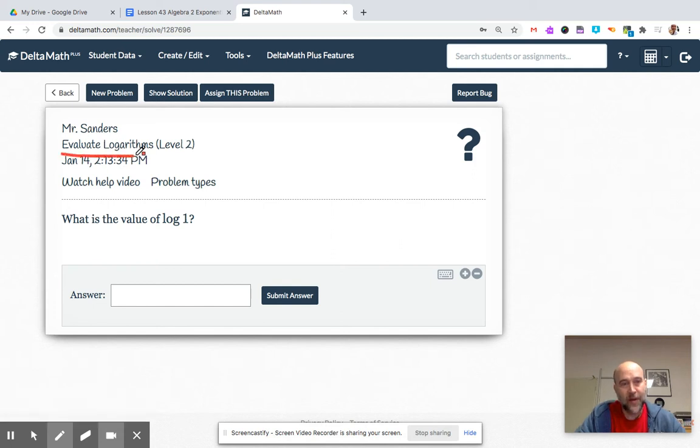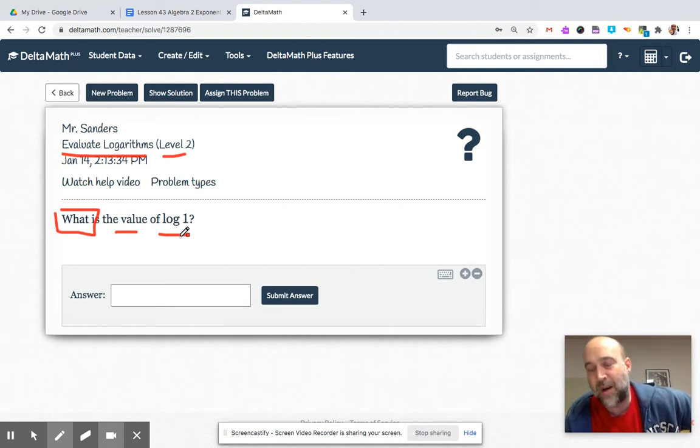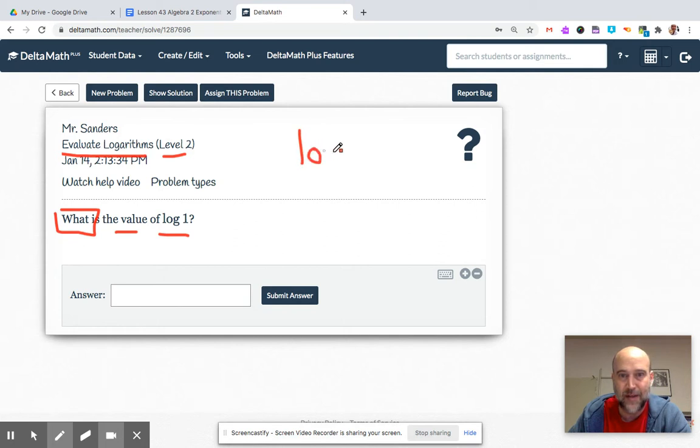We are doing evaluating logarithms, the second level. Okay, so we're asked what is the value of the common log of 1. All right. Now the common log is log base 10, so it's important just to write it out. We'll see where this takes us.